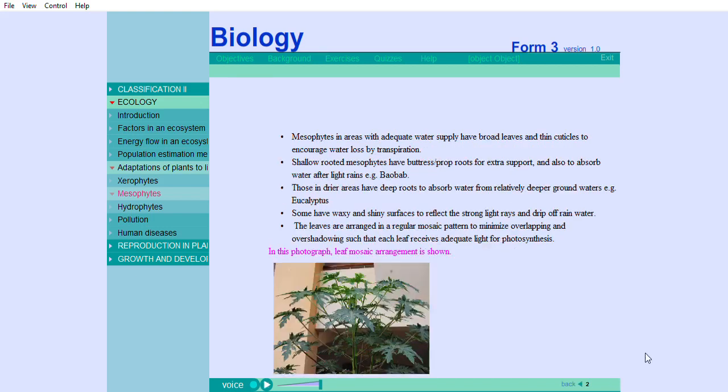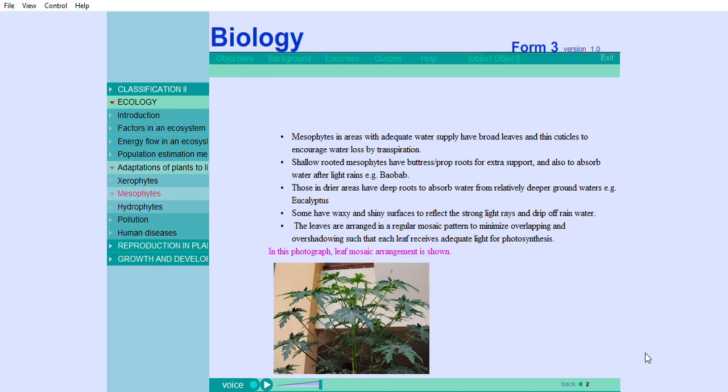Mesophytes in areas with adequate water supply have broad leaves and thin cuticle to encourage water loss by transpiration. Shallow-rooted mesophytes have buttress or prop roots for extra support and also to absorb water after light rains, for example, baobab. Those in drier areas have deep roots to absorb water from relatively deeper groundwaters, for example, eucalyptus.